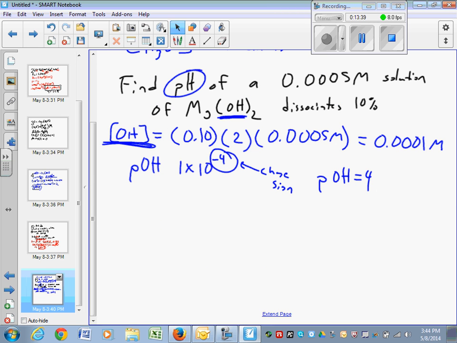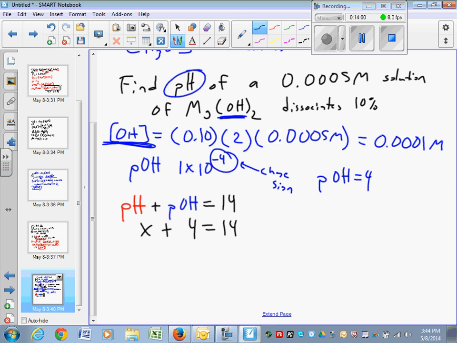The problem is I wasn't asked pOH, I was asked to find the pH. So I use my equation. pH plus pOH always equals 14. So I know my pOH is 4. X plus 4 equals 14. That means the pH of my base equals 10. And that makes sense because it's a base and the pH is higher than 7.